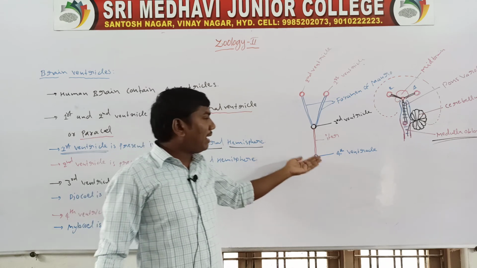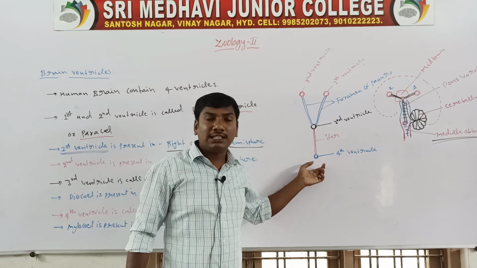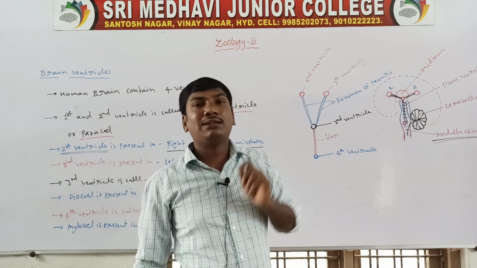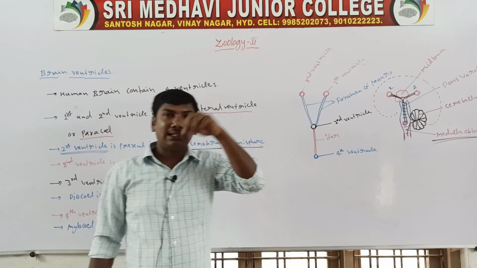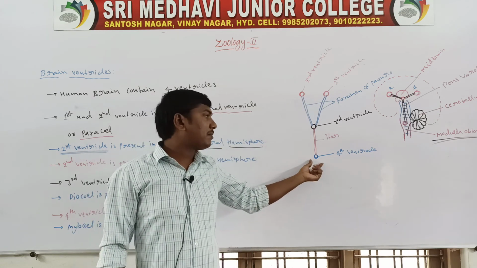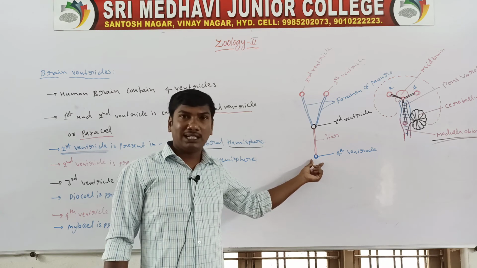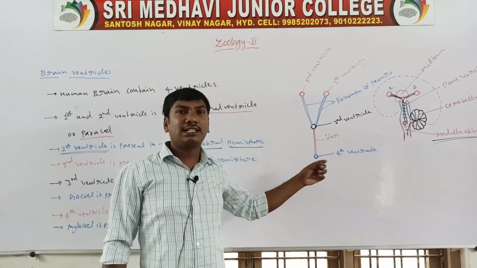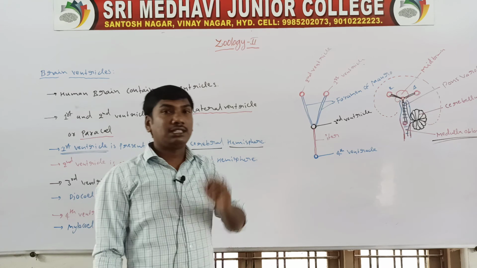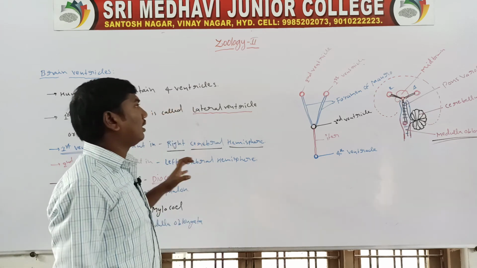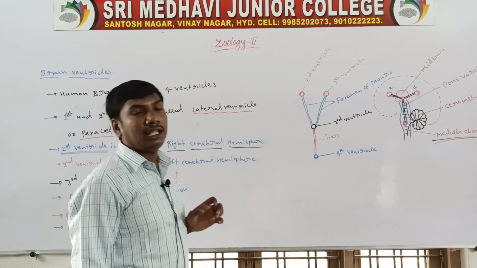The myelocele is continued to the central canal of the spinal cord. So the central canal of the spinal cord is continuous with the fourth ventricle. So these are the ventricles of the brain.